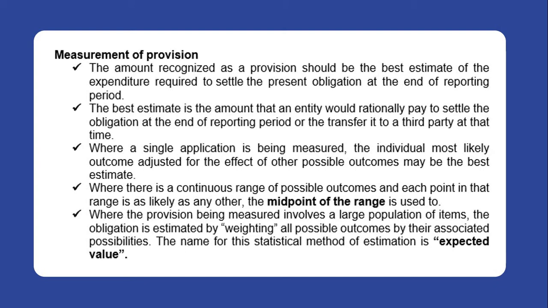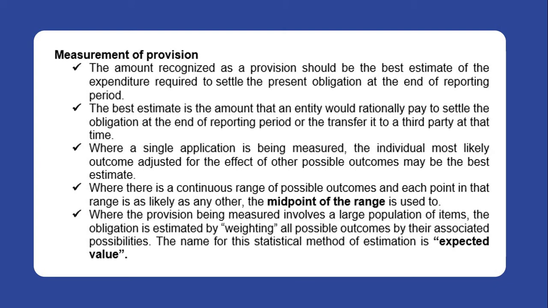Where there is a continuous range of possible outcomes, and each point in that range is as likely as any other, the midpoint of the range is used. Say, for example, if the outcome will range from 100,000 to 500,000, then the best estimate should be the midpoint of the range, or the average. Meaning to say, 100,000 plus 500,000 is 600,000, divided by 2, the midpoint is 300,000.